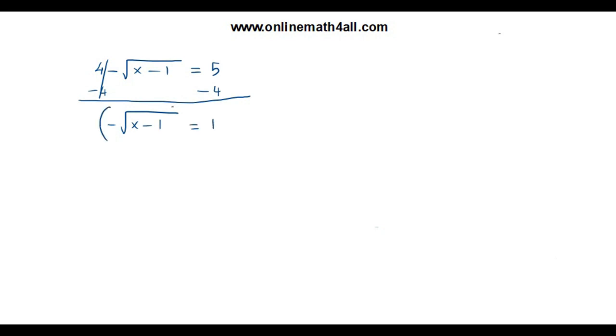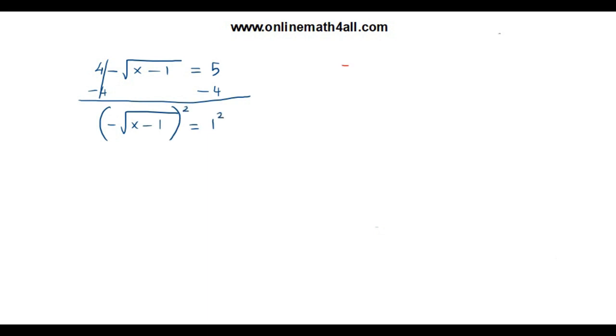4 negative square root of x negative 1 is equal to 5. The same thing I told you in the previous example: the square root term has to be isolated. Here, along with the square root we have 4. To get rid of this 4, I have to subtract 4 from both sides. When I do so, the 4 and negative 4 cancel out. Negative square root of x minus 1 is equal to just 1. Now to get rid of the square root, I square both sides.